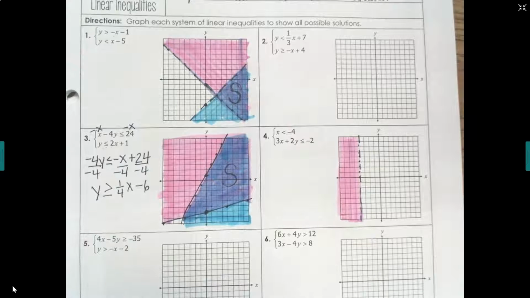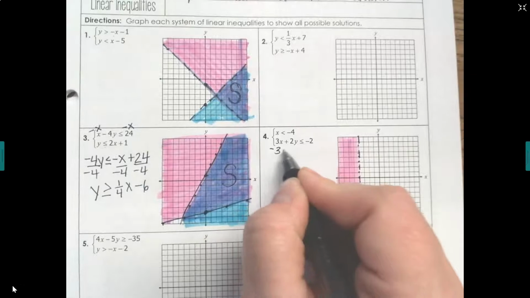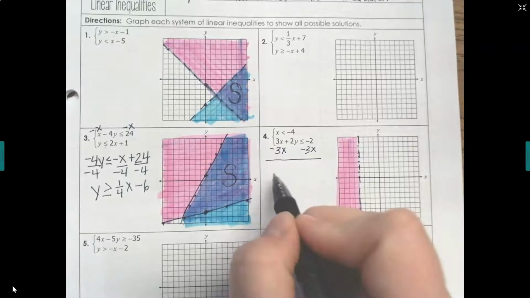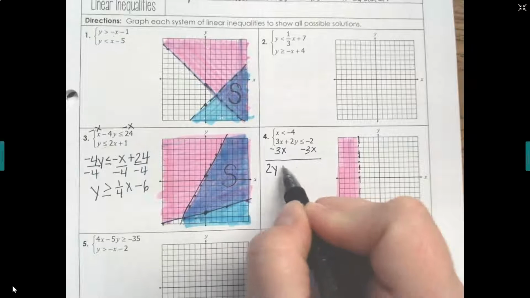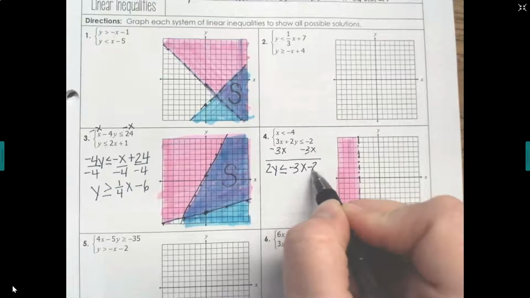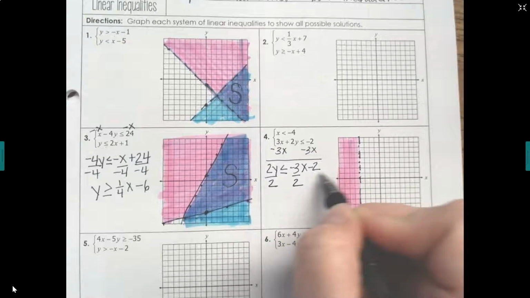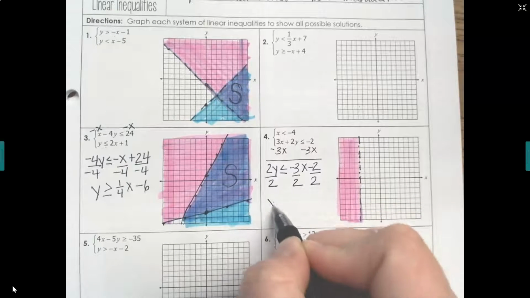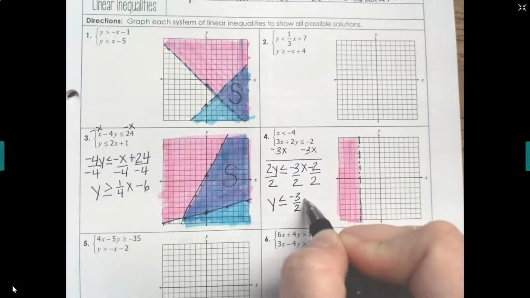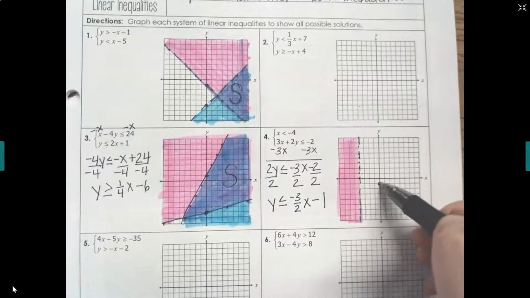Okay. Then our second equation, we're going to have to transform it into slope-intercept form. So I'm going to subtract the 3x from both sides because I need y by itself. And I get 2y is less than or equal to -3x minus 2. If I divide each of these by 2, I get y is less than or equal to -3 over 2x minus 1.